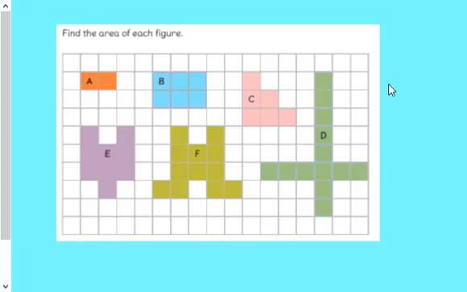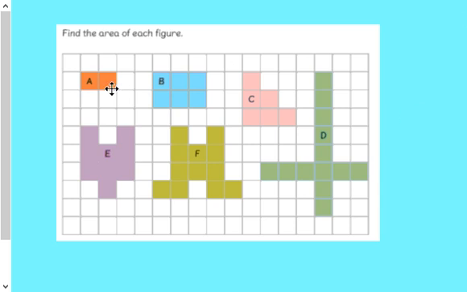Okay, and finally, what we want you to have a go at doing is, can you find the area of each of these figures? Okay, each of these shapes. So can you find the area of each of these shapes for me? Press pause while you're working and press play when you're ready to move on.